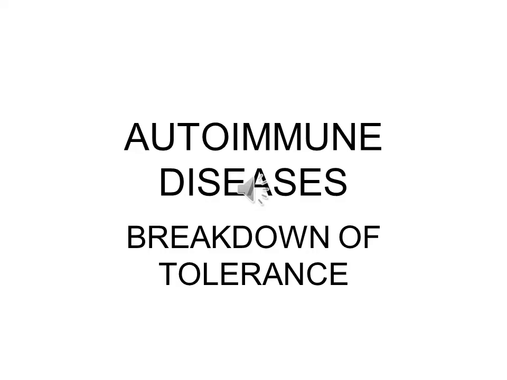Autoimmune diseases occur when we stop tolerating our own tissues and begin to recognize them as foreign. Normally, during embryonic development, autoreactive lymphocytes are either eliminated or suppressed. Clones of cells with antigen receptors for self-antigens are deleted. There are several theories about how this happens, and they will be discussed on the next slide.